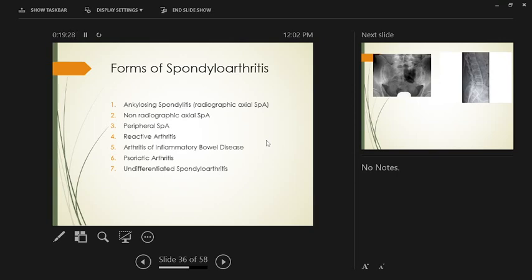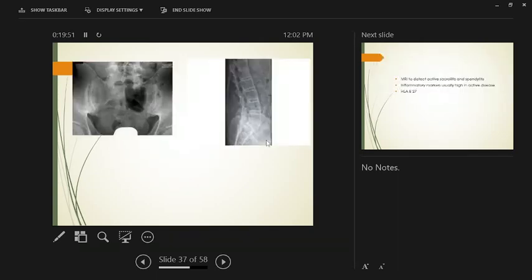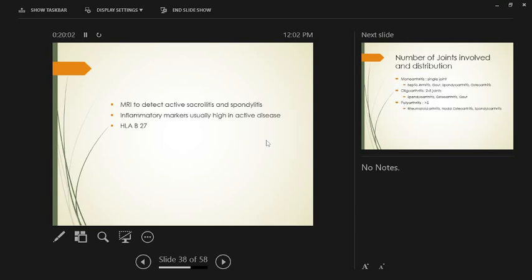There are a few types. Just to recap, there's ankylosing spondylitis, that is the classic type, and then we have the non-radiographic axial spondyloarthritis where we don't see the classic X-ray findings. Then there's the peripheral spondyloarthritis where the majority involvement is the peripheral joints and there is no involvement of the spine. And reactive arthritis, then arthritis associated with inflammatory bowel disease and psoriatic arthritis. And of course, we have the undifferentiated spondyloarthritis. So this is an X-ray showing bilateral sacroiliitis and a bamboo spine, which is seen mainly in ankylosing spondylitis.